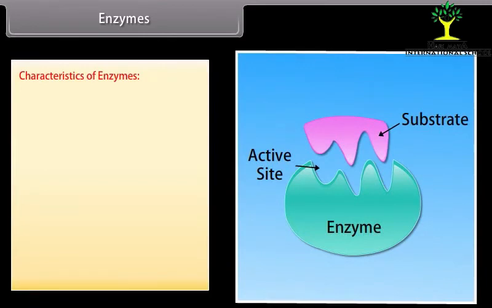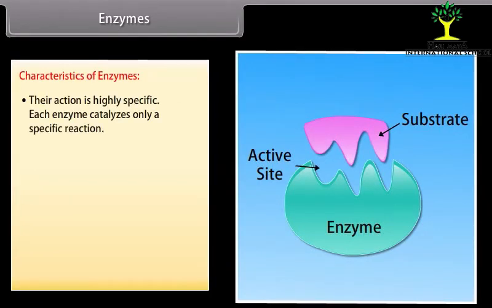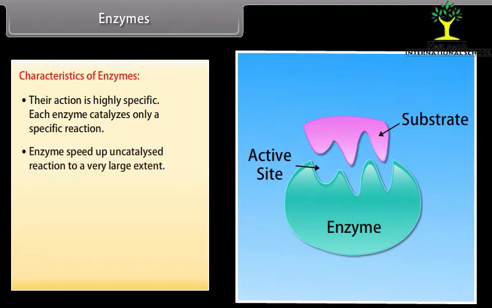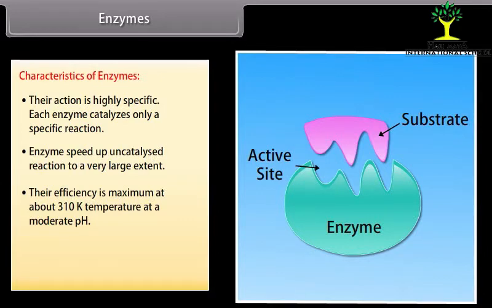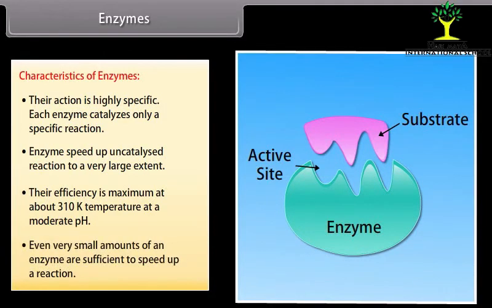Some common and important characteristics of enzymes are: their action is highly specific. Each enzyme catalyzes only a specific reaction. Enzymes speed up an uncatalyzed reaction to a very large extent. Their efficiency is maximum at about 310 K temperature at a moderate pH. Even very small amounts of an enzyme are sufficient to speed up a reaction.